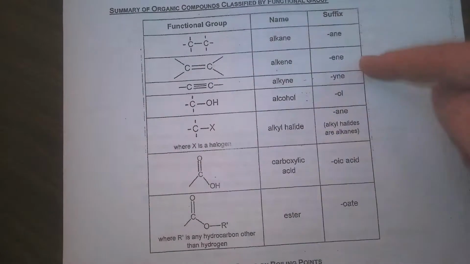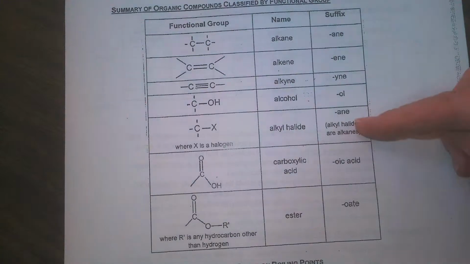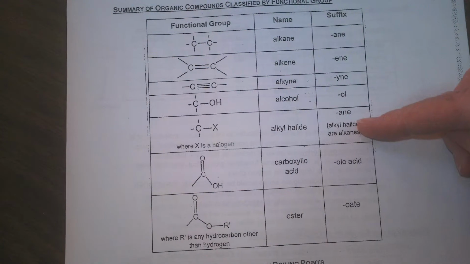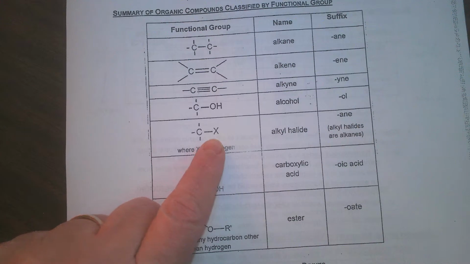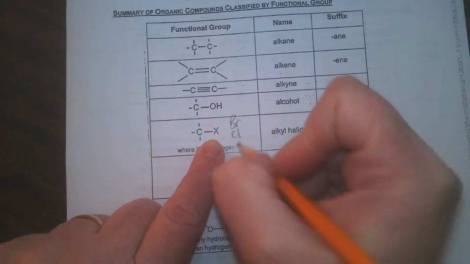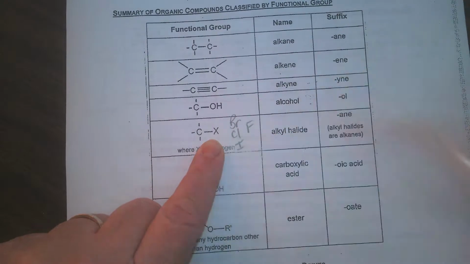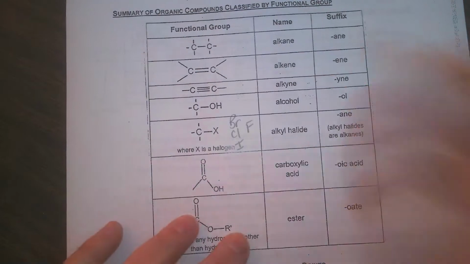Anes are single bonds, enes are double bonds, ines are triple bonds, then alcohols. A halogen is denoted by an X. This is not something that we're familiar with because I don't write X's, I write what they actually are. But bromine, chlorine, iodine, fluorine. Okay, that's what the X's are. That's group 17.